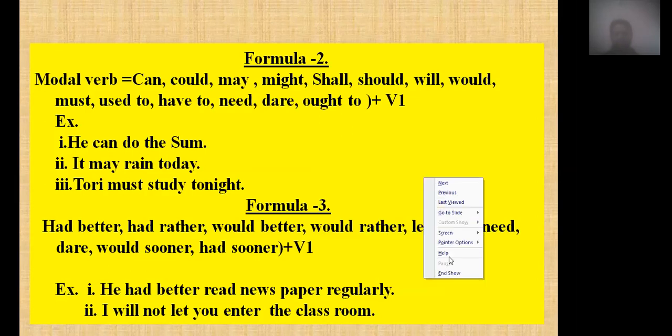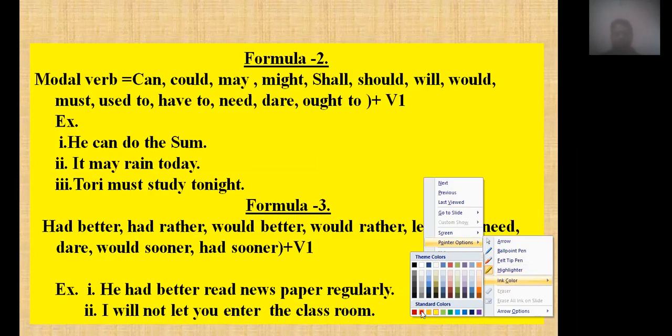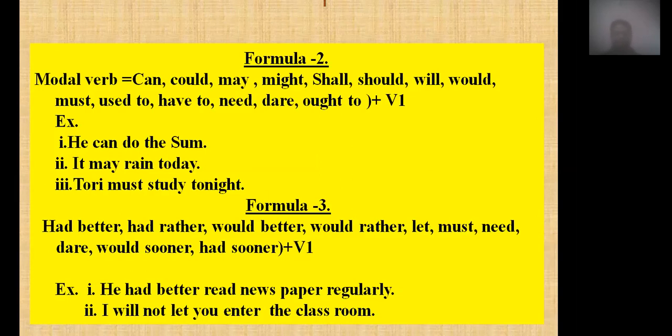So in this way, you have to know which verb forms will be used in right form of verbs. So this is the formula number 2. After modal auxiliary, verb will be present. Okay, it may rain today. Here, modal auxiliary is may. After may, verb is here rain. Okay, verb present.